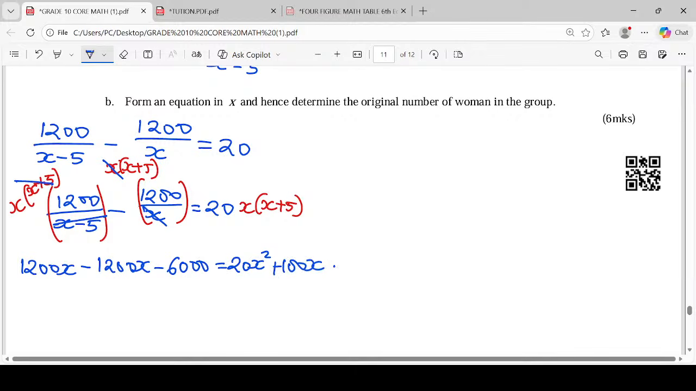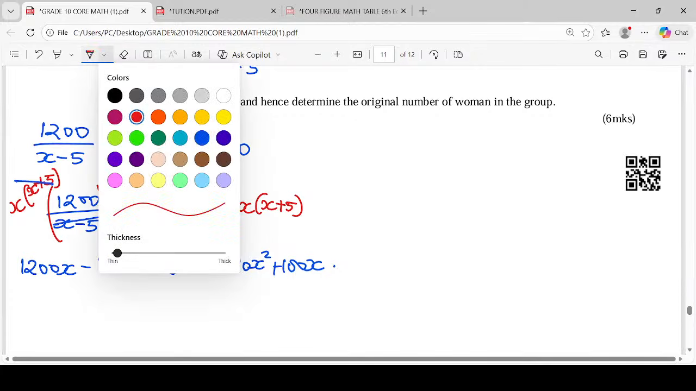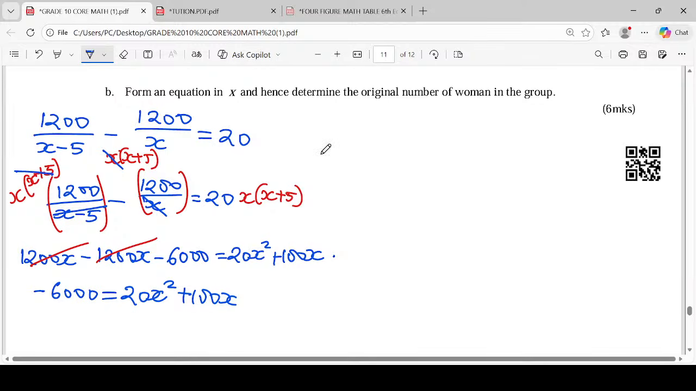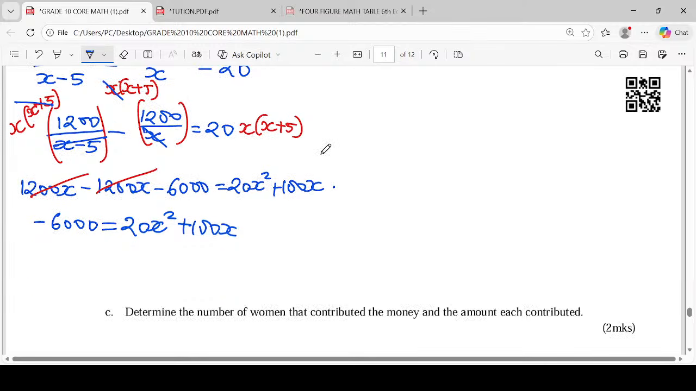100x. When you reach here, again you realize that the 1200x and the 1200x will cancel out. Then now your equation is negative 6000 is equal to 20x squared plus 100x. When you are here, collecting the like terms and making them in a quadratic equation format, you're going to have these as 20x squared plus 100x plus 6000 is equal to 0.